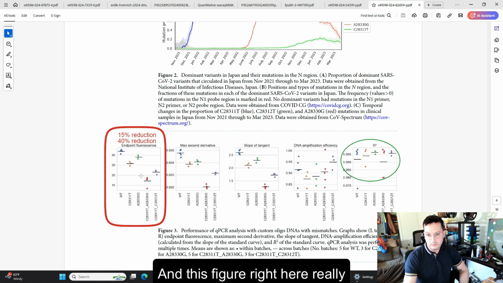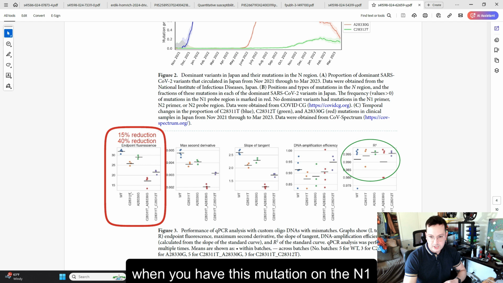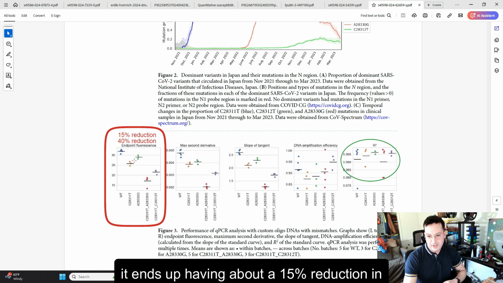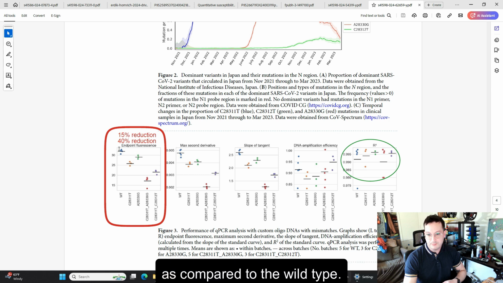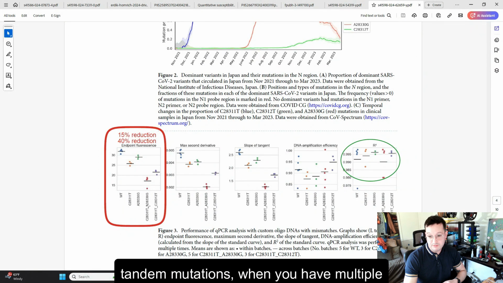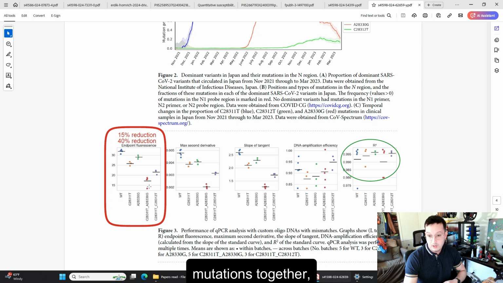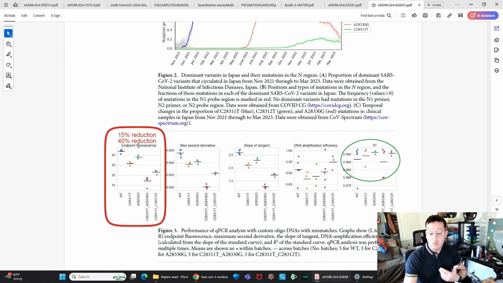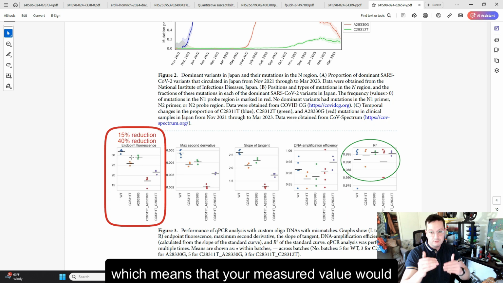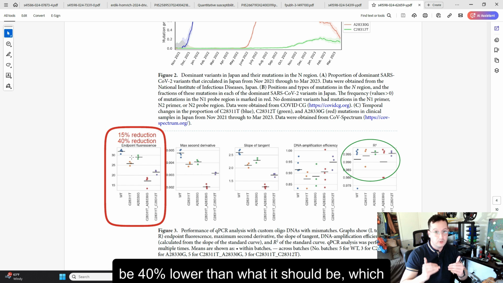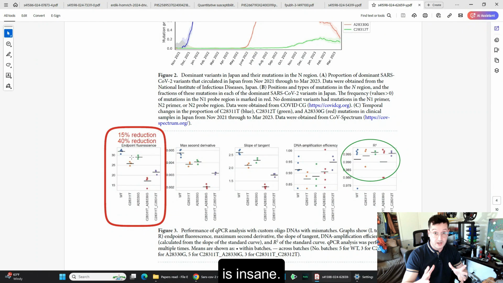And this figure right here really demonstrates this issue. When you have this mutation on the N1 protein and this mutation on the N1 protein, it ends up having about a 15% reduction in the fluorescent signal as compared to the wild type. And then when you have tandem mutations, multiple mutations together, it reduces it by about 40%, which means that your measured value would be 40% lower than what it should be, which is insane.